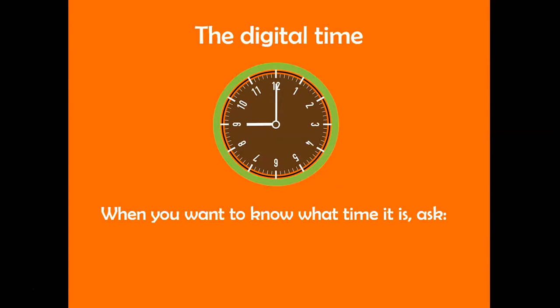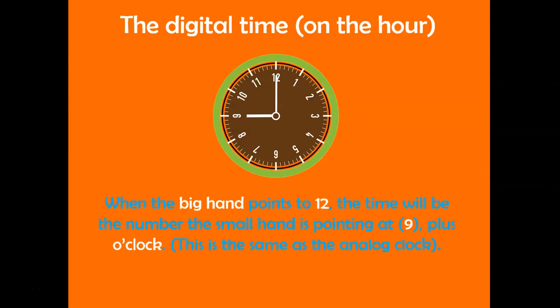When you want to know what time it is, ask, "What's the time?" or "What time is it?" When the big hand points to 12, the time will be the number the small hand is pointing at. This is 9 o'clock. This is the same as the analog clock. What's the time? It's 9 o'clock.